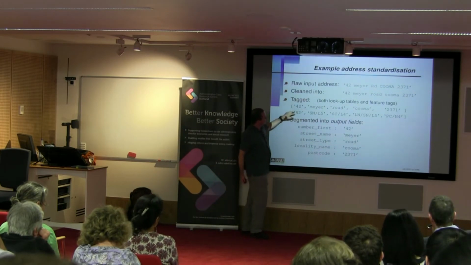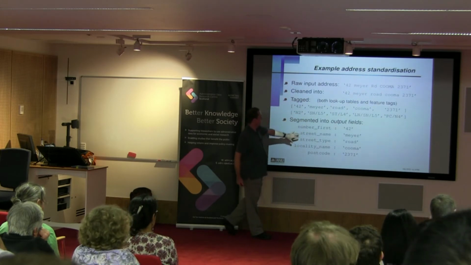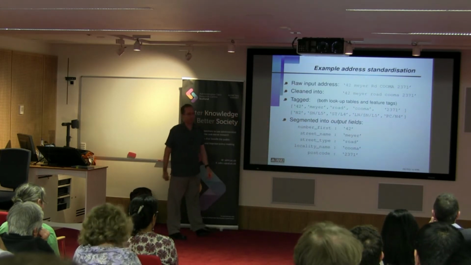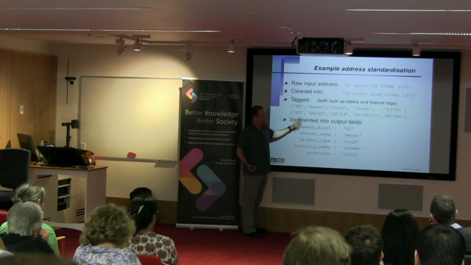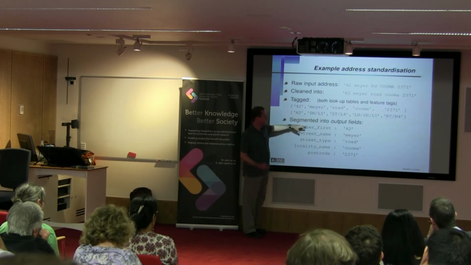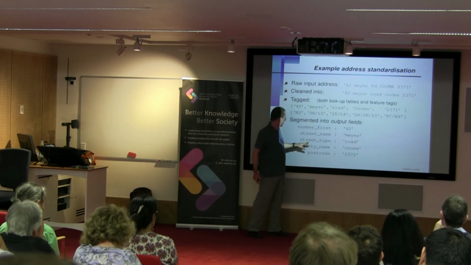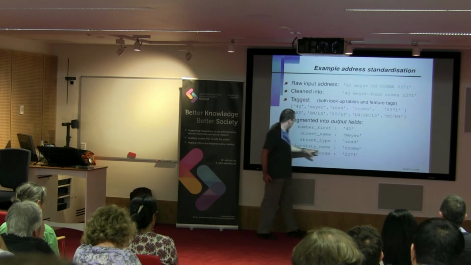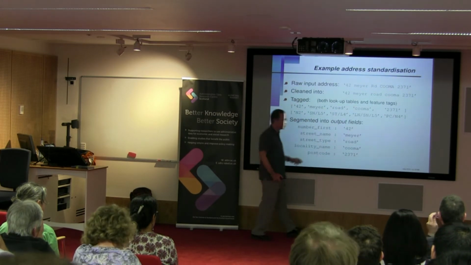We give these tokens to the Markov model, which we've trained before, and the Markov model gives us something back such as that, which basically tells us 42 is the street number. We call it number first in Australia, well, in the database anyway. Mayor becomes a street name, road becomes street type, Cooma becomes the locality, so the town, and 2371 becomes the postcode.